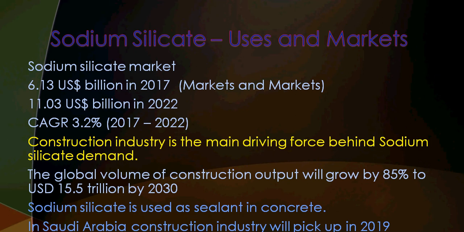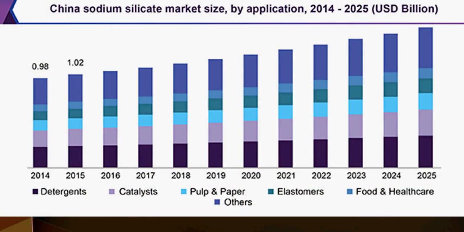Construction industry is the main driving force behind sodium silicate demand. The global volume of construction output will grow by 85% to US dollar 15.5 trillion by 2030. Sodium silicate is used as a sealant in concrete. It is used in many other functions as well. In Saudi Arabia, the construction industry will pick up in 2019.